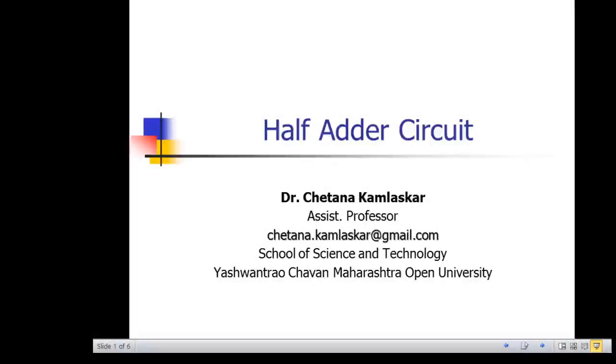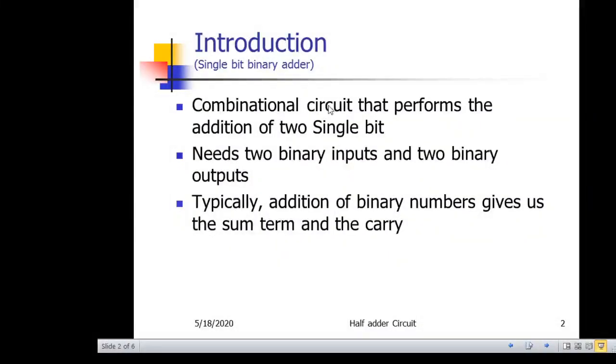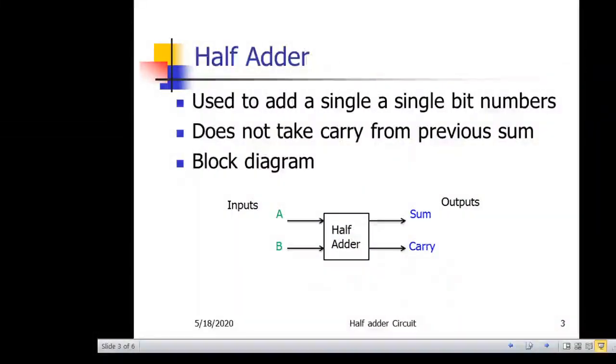In this session, we are going to discuss the half adder circuit to perform the binary addition operation. Actually, half adder is a combinational circuit which is designed to add two single bit binary numbers. So for half adder, you may have two binary inputs and two binary outputs. Typically, addition of binary numbers gives two binary outputs as sum and the carry. The basic block diagram of half adder is shown over here.